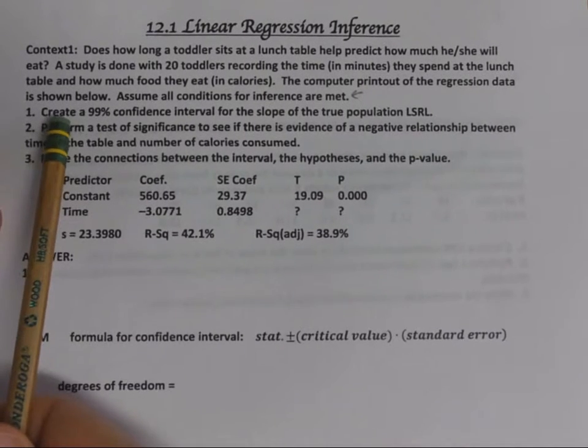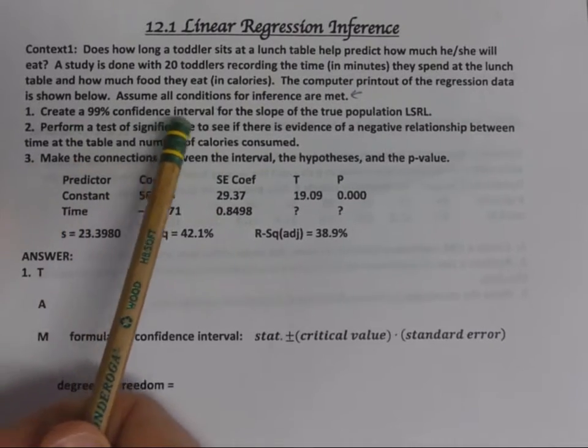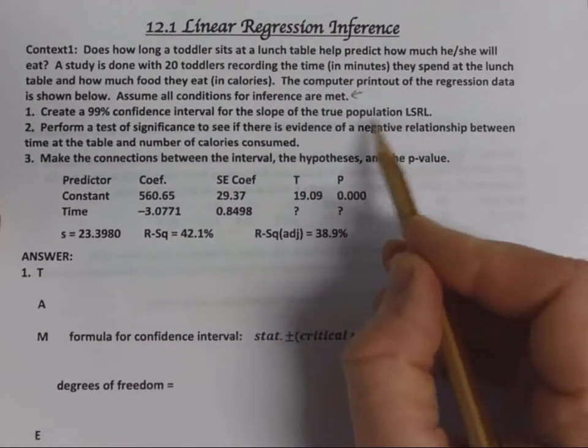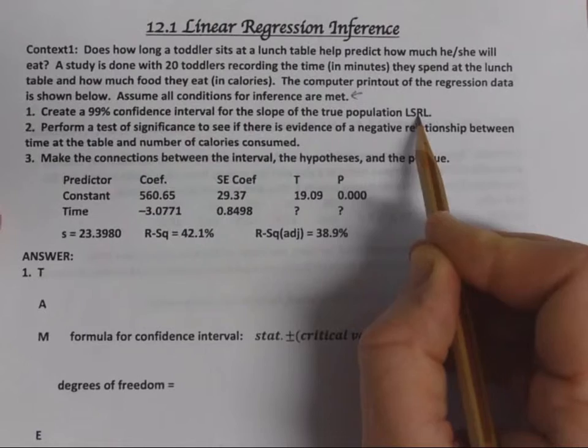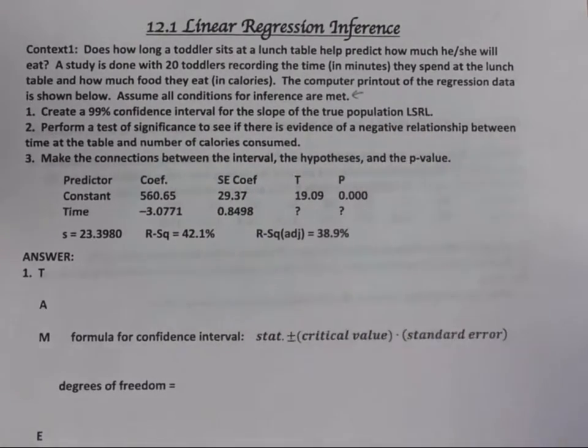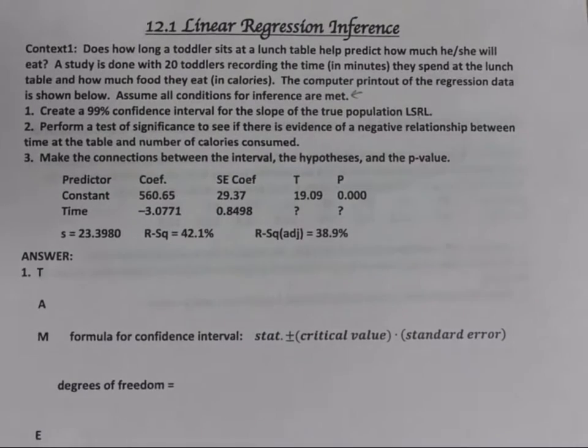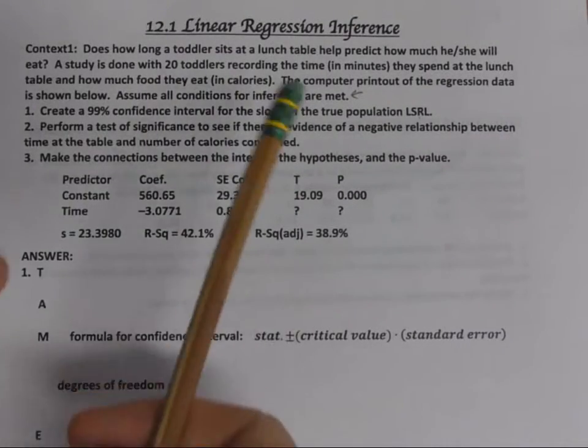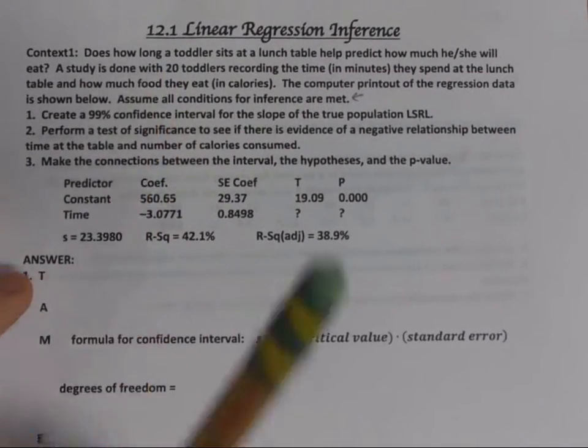So number one, the first thing you've got to be able to do is create a 99% confidence interval for the slope of the true population least squares regression line. So that tells you we are estimating beta. Beta is the true population slope. B is the slope of the sample. So the slope, when you do it with these 20 toddlers, that's B.